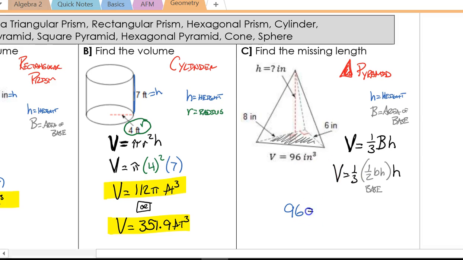That should be equal to 1/3 times the 1/2 base. So my base here, if we're thinking about it, the two dimensions that were in question here are 6 and 8. So times 6 times 8, then times my height that is unknown. So we're trying to find out this height right there. Well, the only other missing variable here is h.